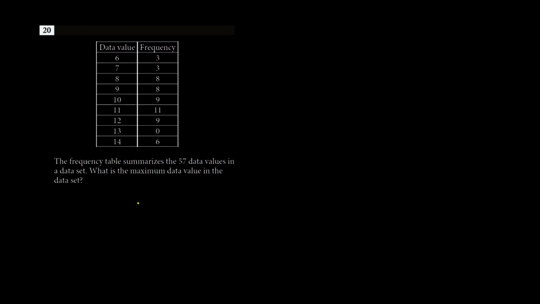All right, number 20 is actually a pretty basic question. They could do many different things with a chart like this, so it's important we take a look at what exactly we're looking at. It's a frequency table looking at 57 data values. So 57 is our total number. All these values in frequency, meaning how many times it shows up, should equal 57. It says, what is the maximum data value? Well, these are our data values, and it goes up to 14. So our answer is simply 14.